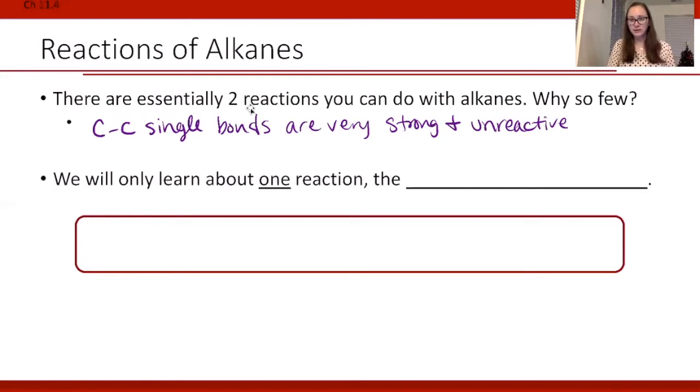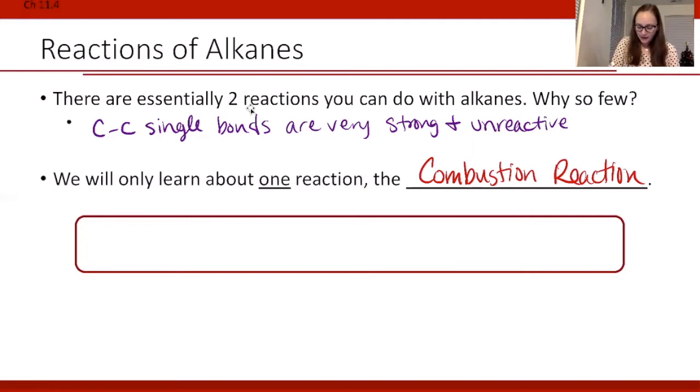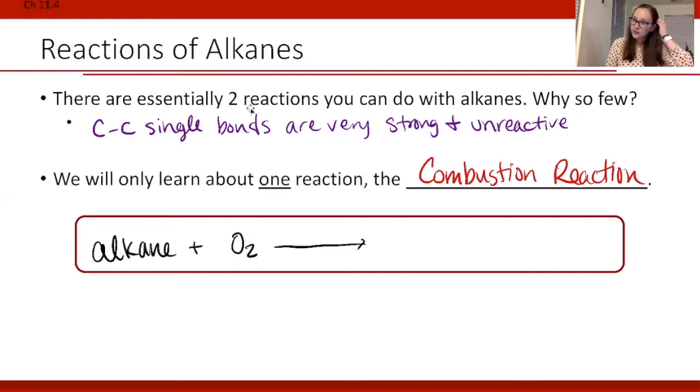So we are only going to learn about one of the two reactions, and it's called the combustion reaction. In a combustion reaction, we have a general scheme, which is what we're going to write in this box. We take an alkane and we add oxygen to it, O2. Then that interacts and forms carbon dioxide. So that yields carbon dioxide plus water plus heat.